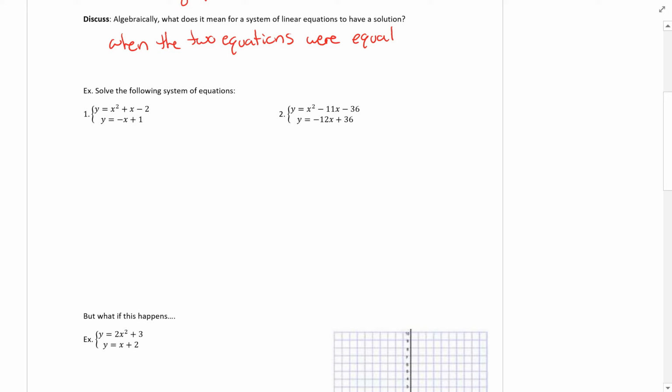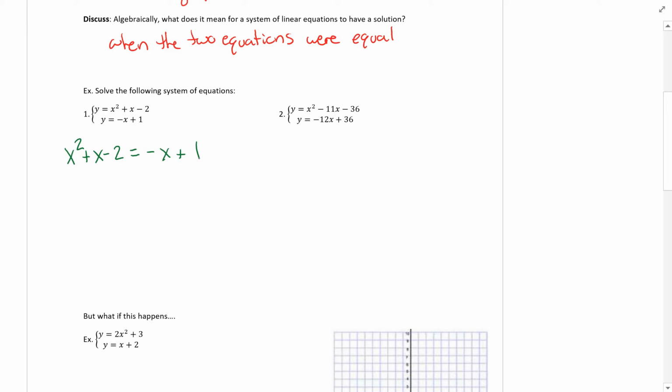Solve the following system of equations algebraically. When these two equations have a solution, that means they're equal. So I'm going to take my quadratic and set it equal to my linear equation. I have x squared plus x minus 2 equals negative x plus 1, because I want to figure out where these two equations are equal. Where are they the same? Where do they have the same x and the same y coordinate?